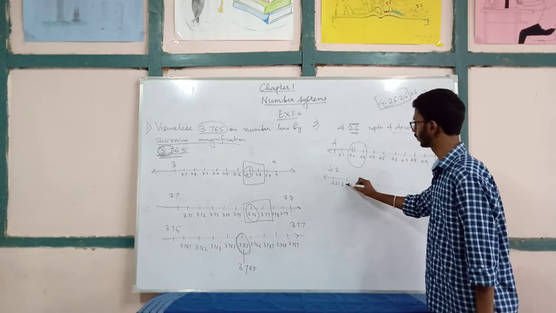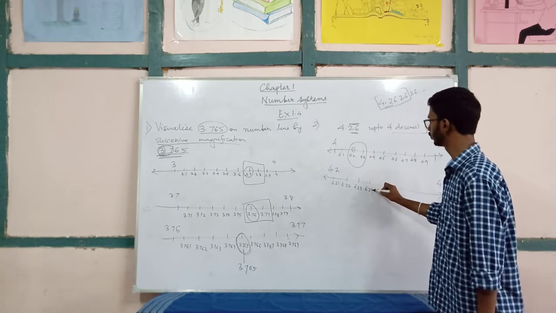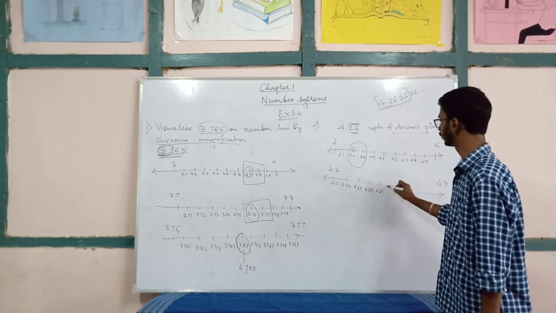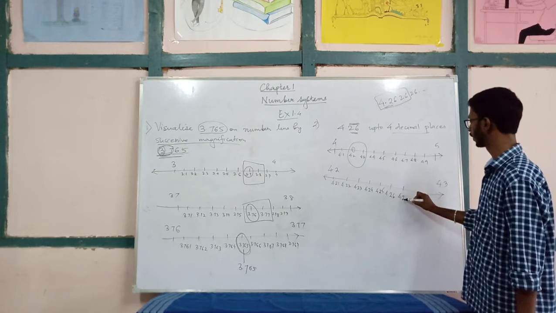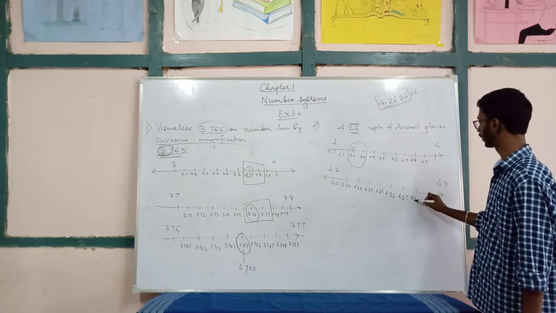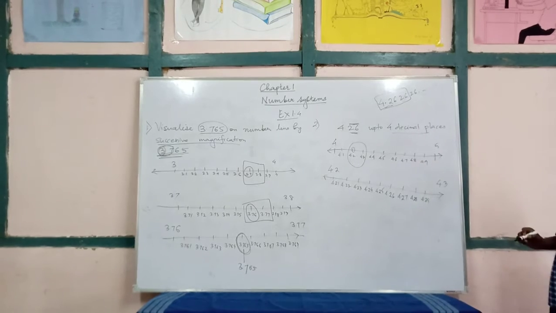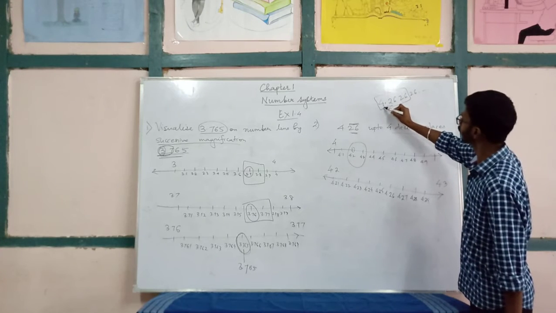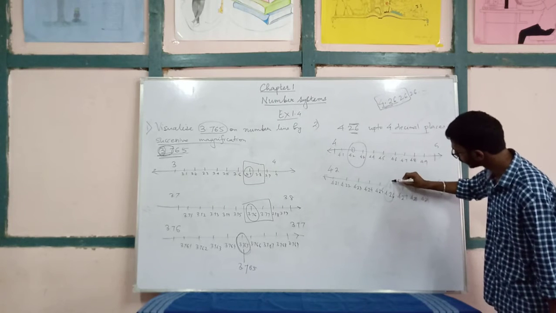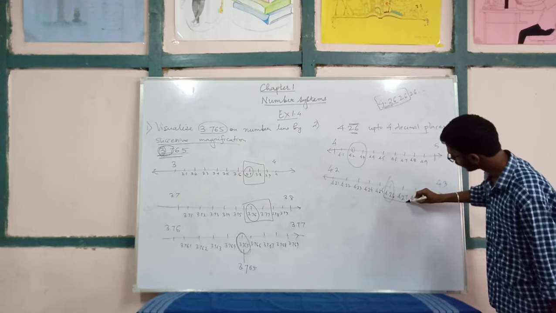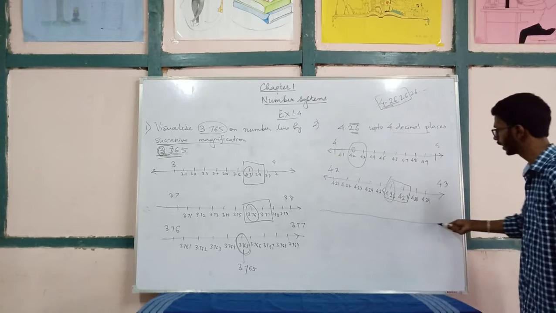4.21, 4.22, 4.23, 4.24, 4.25, 4.26, 4.27, 4.28, 4.29 and then 4.3. Okay, so now 4.2 is over. We'll go to 4.26. So this is our 4.26. We are going to magnify 4.26 and 4.27. Let us draw one more number line.